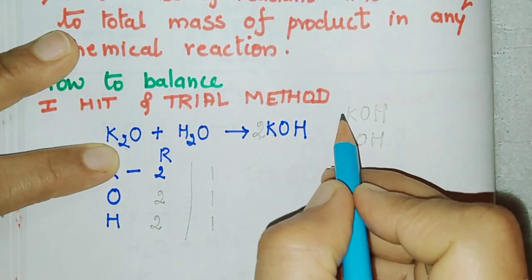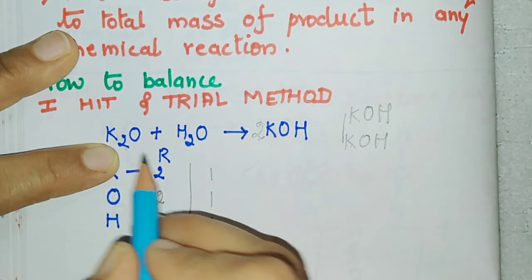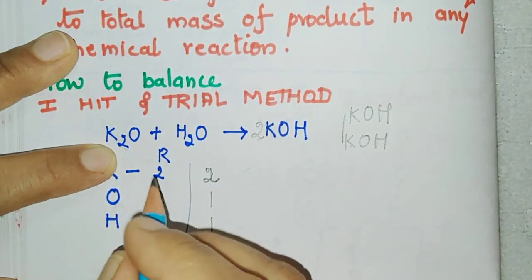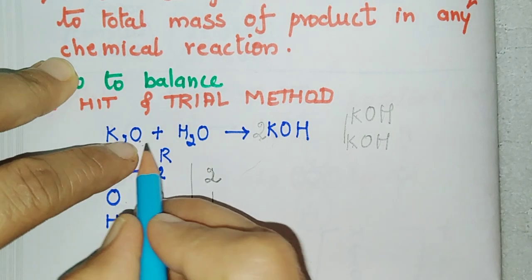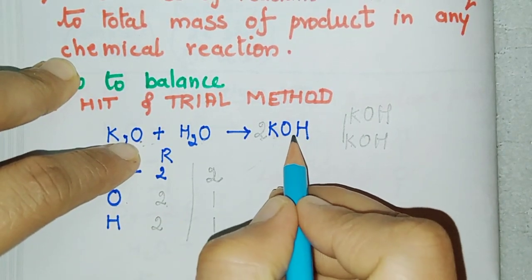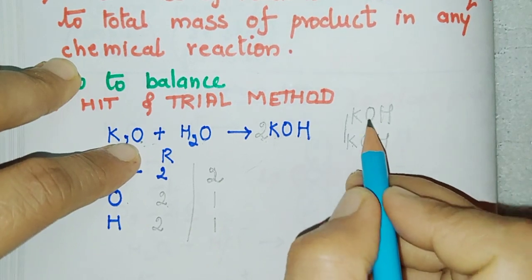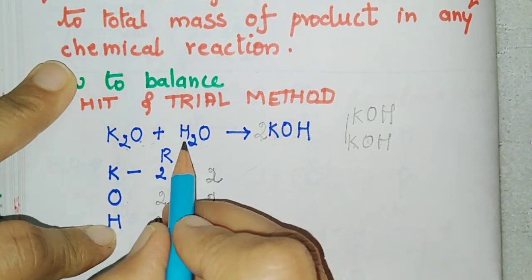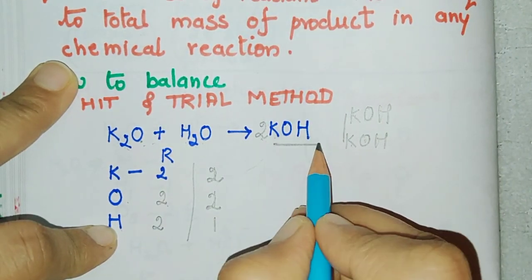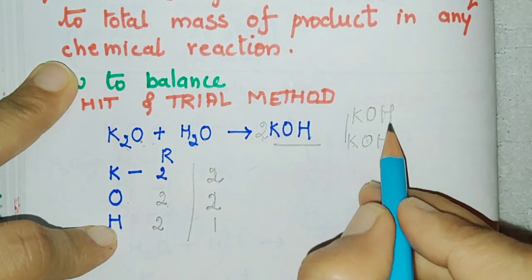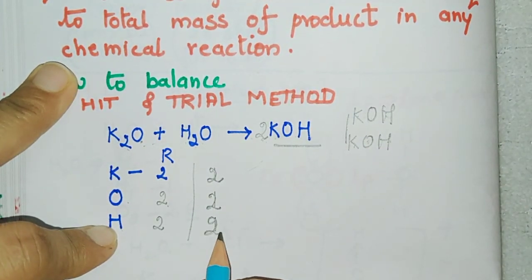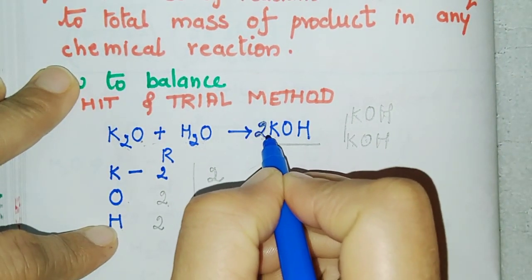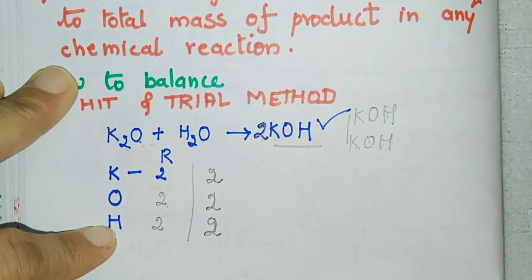So now 2 potassium is there, it is balanced. Then we are going for oxygen. Oxygen in reactant is 2. Now see, when KOH is multiplied by 2, this oxygen also becomes 2. Then the turn is of hydrogen. Hydrogen is 2 here. See, on multiplying KOH by 2, this hydrogen also becomes 2. So our reaction is balanced. Now we can write it with a pen. This is our balanced equation.